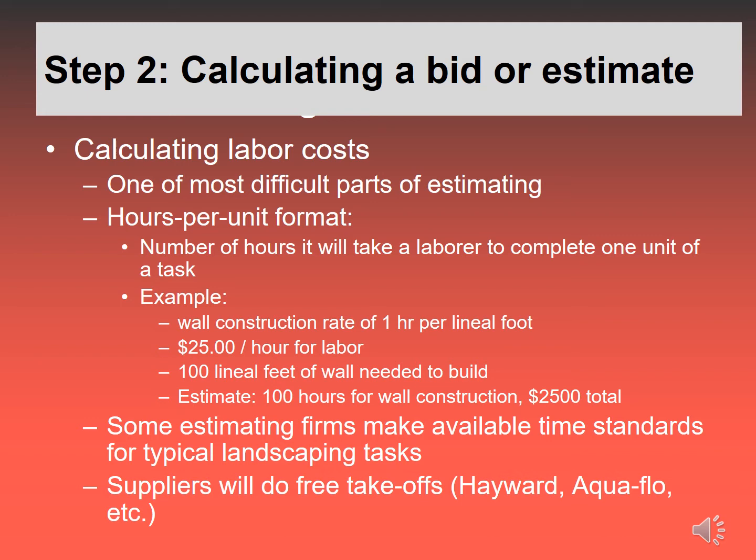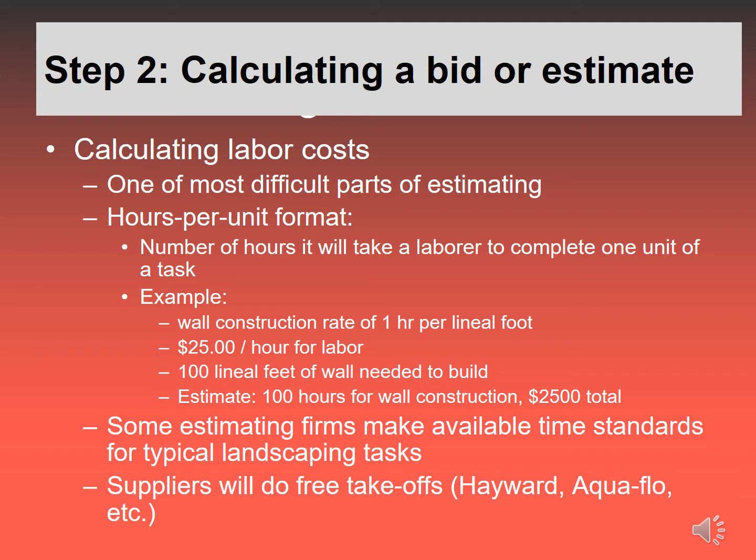As I said earlier, calculating labor cost is perhaps the most difficult part of estimating, and you'll get better and better at it as time goes by. Always keep track of the hours per unit for different types of tasks that you start doing. It's the number of hours it takes a laborer to complete one unit of a task. So you think of one worker and how long it takes that worker to build one lineal foot of wooden fence. Of course, the type of wooden fence would be important to know too.